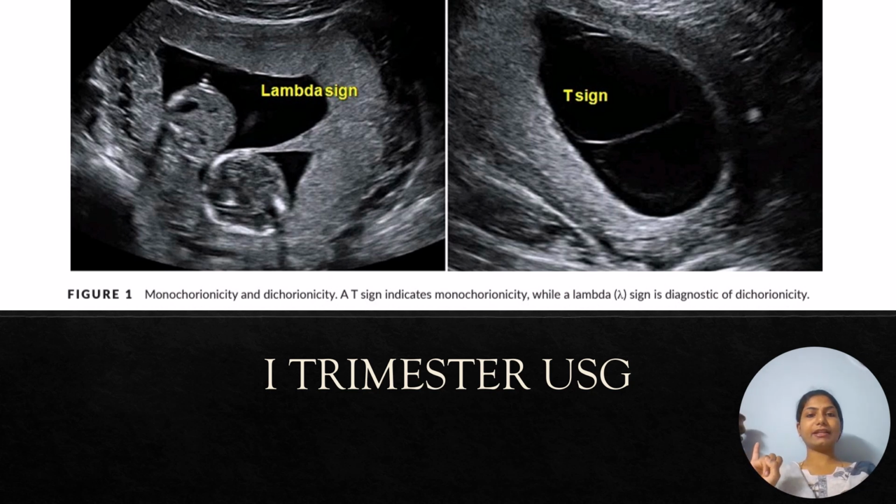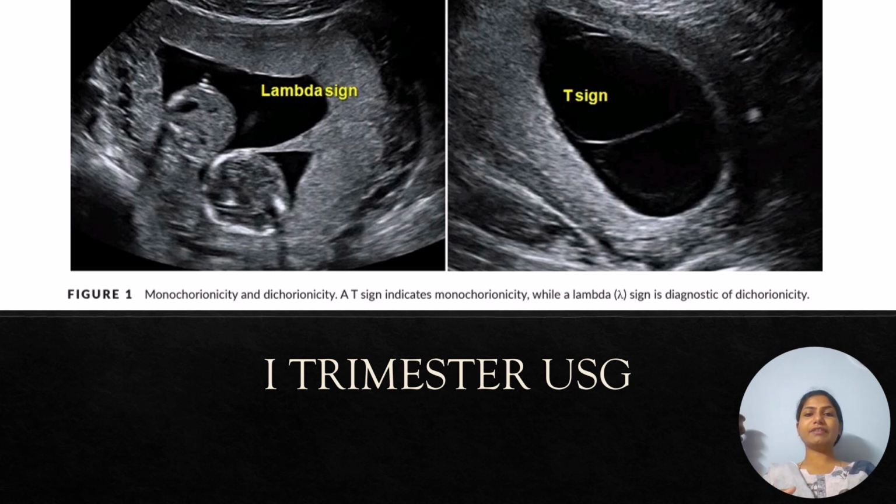So first thing is the identification. Second, to define the chorionicity based on lambda sign and T sign. And thirdly, the dating of the pregnancy. So we have to mention and measure the crown rump length of both the twins, and we have to date the pregnancy. In the first trimester, before 9 weeks, if the discrepancy is plus or minus 5 days, we can take the ultrasound EDD. But if it is more than 5 days, we have to take a first trimester expected date of delivery.